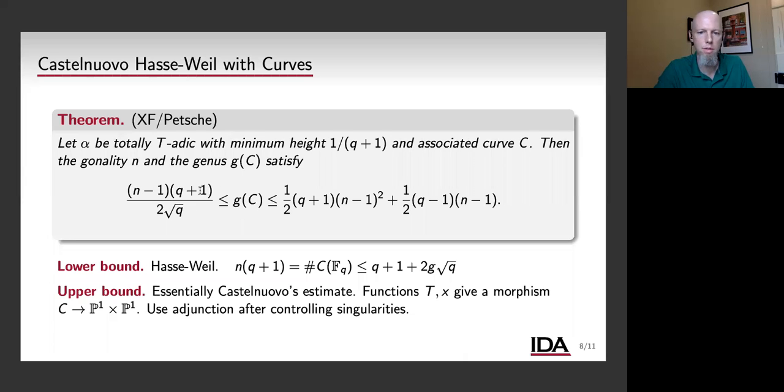And if you know anything about the Weil bound, then for various curves, it's not at all sharp. And so this is not a particularly sharp bound. The upper bound, you can use Castelnuovo's estimate, which amounts to the adjunction formula on the surface P1 cross P1, and then control the singularities of it. I'm not going to go into details of that, but the point is you can say something about the genus of these curves. Okay.